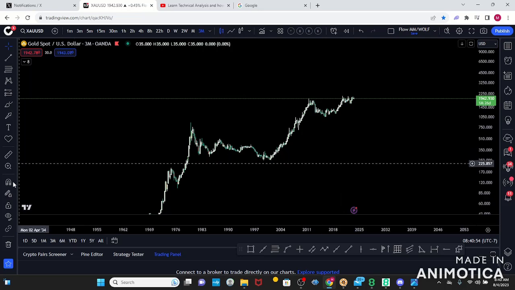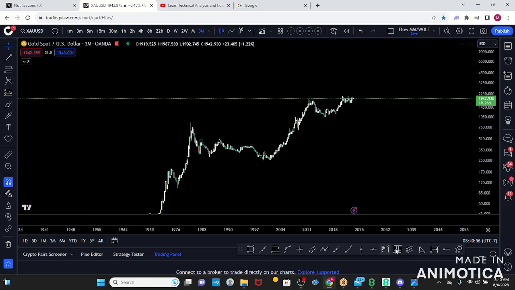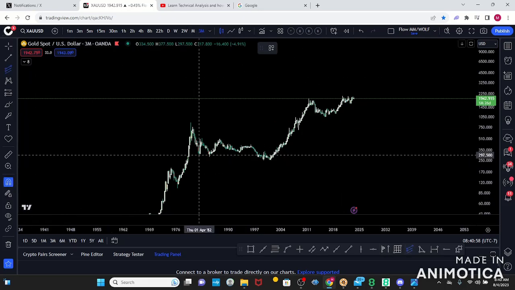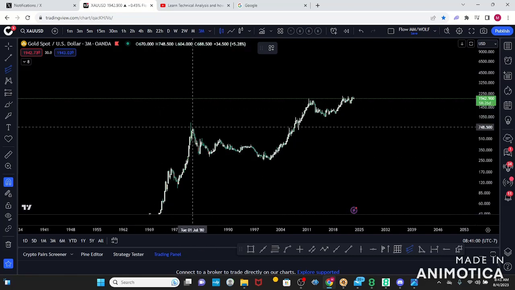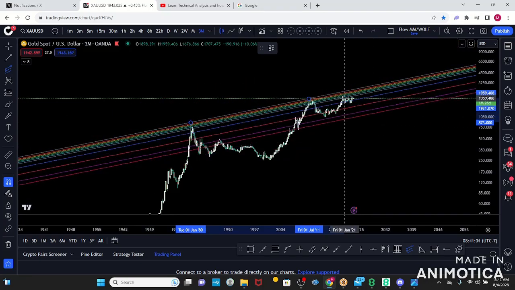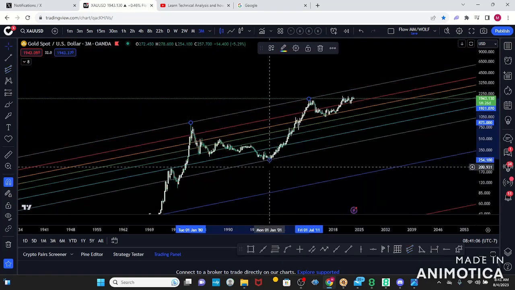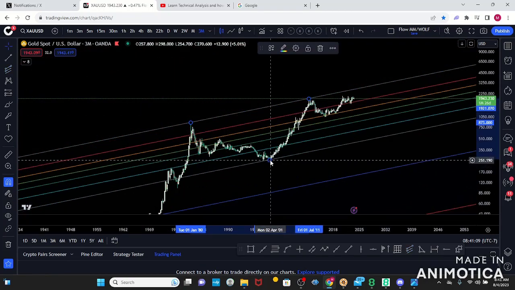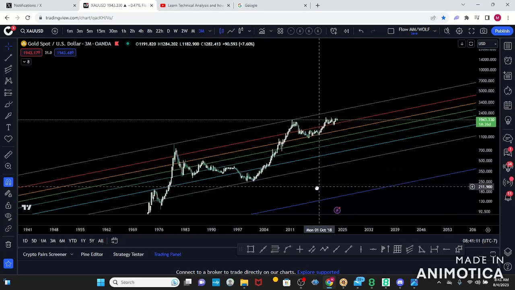So I've been using the fib channels a lot. So let's start off with the fib channels. So I'm just gonna one touch, two touch, right? This is major resistance, and just bring it down where it makes sense to me. This makes sense because it bounced from here. Okay.